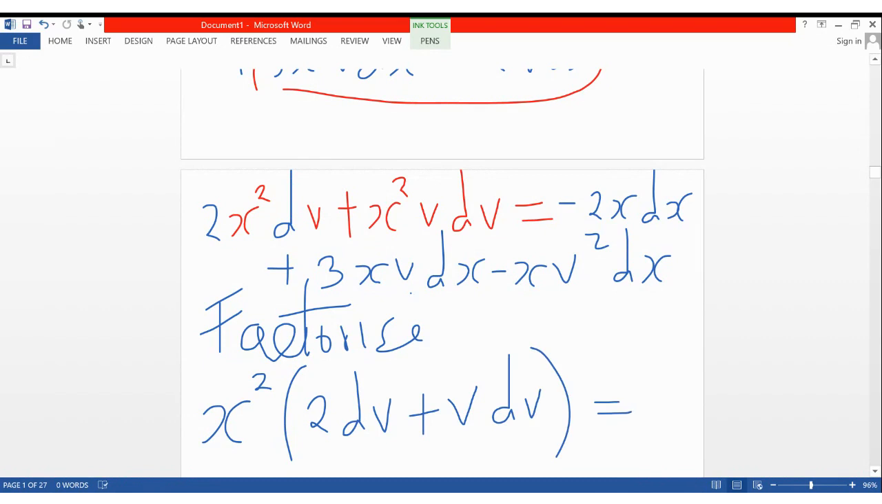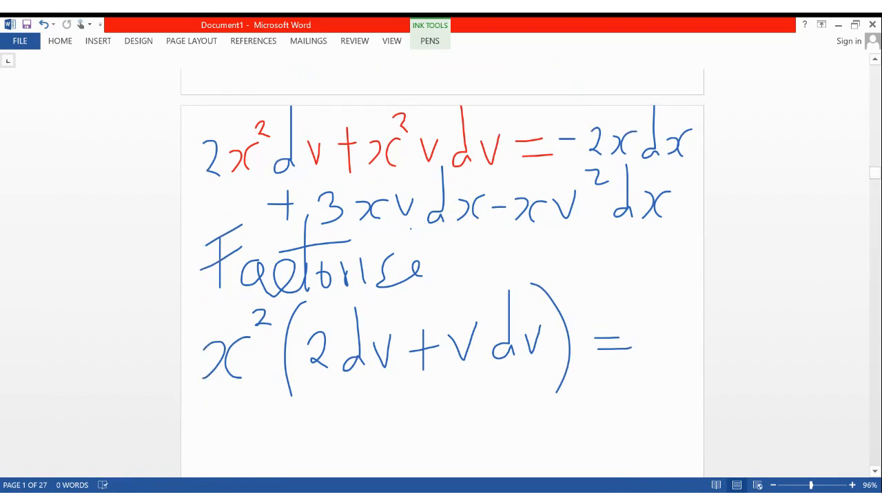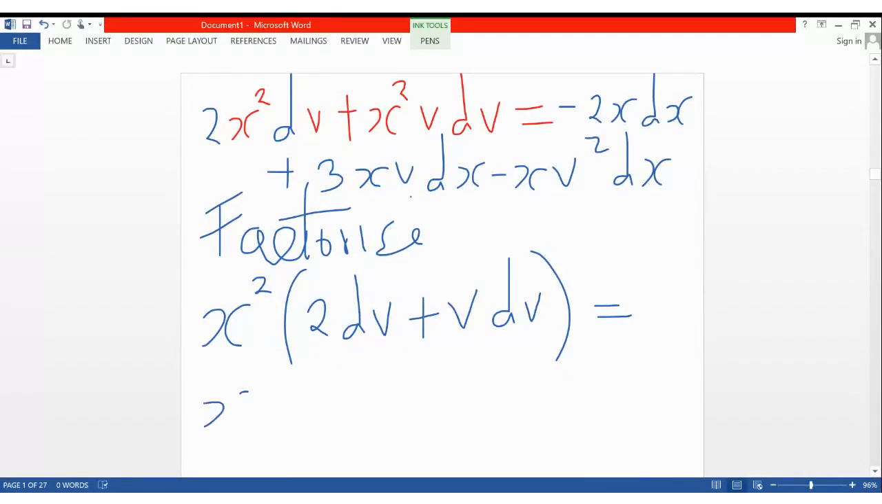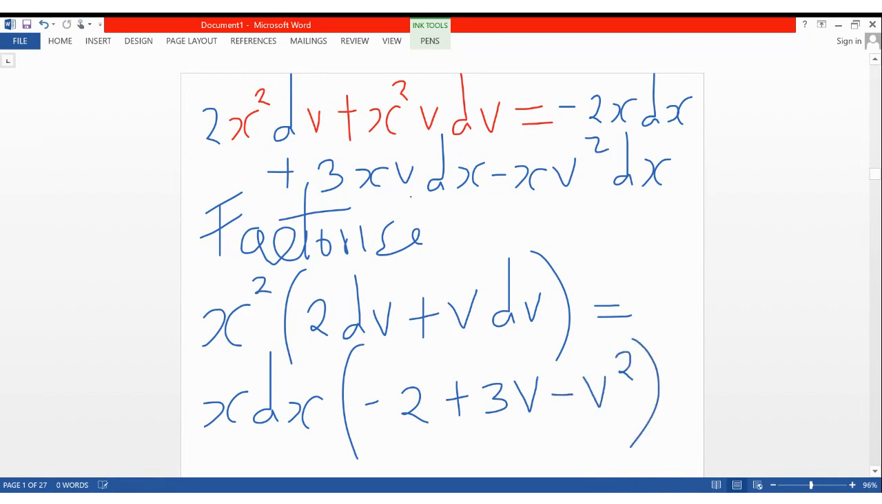On the other side, I want to factorize the x first of all, because the x is the one that is common throughout, and the dx. So I can factorize the x and the dx. I remain with the negative 2 plus 3v, and then minus v squared. So you factorize the like terms. I could even have factorized the dv, but no problem. In the first one the like terms were the dv and the x squared. The other one, the x is the one that was common.